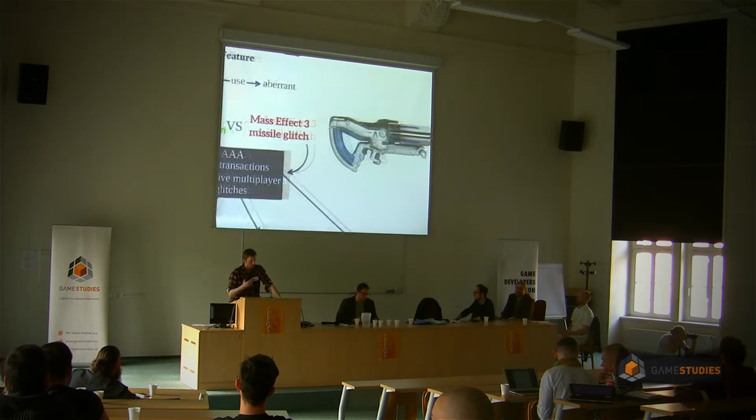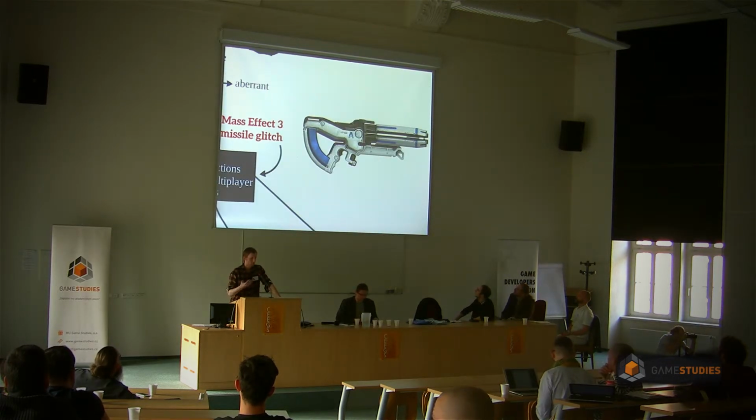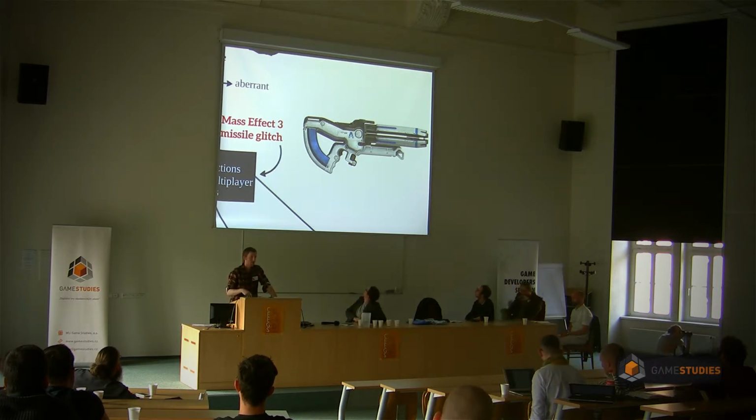And the other glitch is the missile glitch from Mass Effect 3, which allows the player to use any weapon as a missile launcher, pictured on the screen. So it makes the game really easy and makes earning the virtual currency in the game very easy, therefore bypassing the need of spending real money on microtransactions and buying the virtual goods in the game.